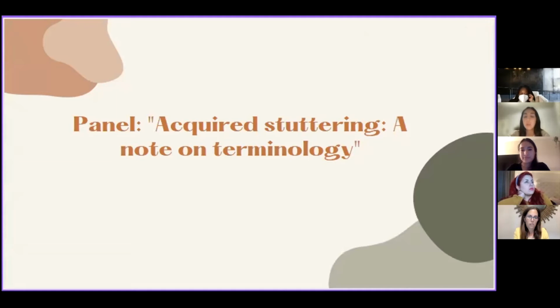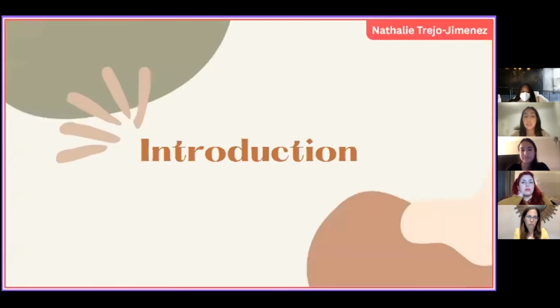This publication focused on the different terminology for acquired stuttering: psychogenic, neurogenic, and drug-induced stuttering. It also describes idiopathic stuttering. Stuttering can occur in childhood between the ages of 2 and 5, which is referred to as developmental stuttering, but can also occur later in life, where it is called acquired stuttering.